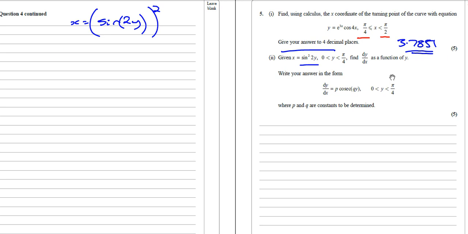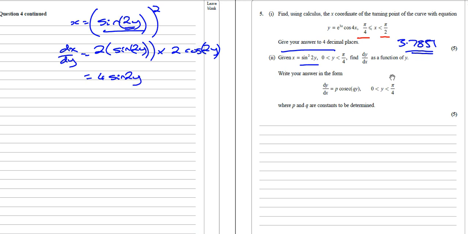The first thing we do is we do dx by dy. And what we've got here is the chain rule. So we bring the 2 down to the front, so that's going to be 2 lots of sine 2y. Then we've got to multiply it by whatever's inside the brackets, differentiated. If we differentiate sine 2y, we get cos 2y. Then we have to differentiate what's inside the brackets there, and multiply it, so that's going to be times 2 cos 2y. So that gives us 4 sine 2y cos 2y.